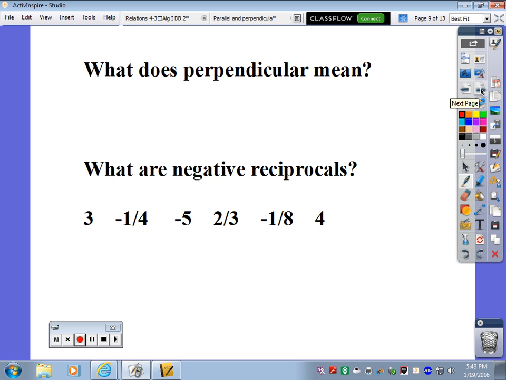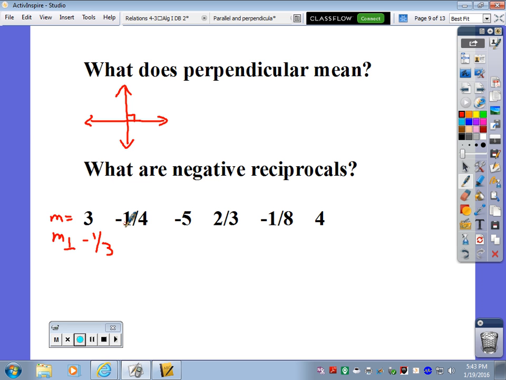So now we're going to talk about perpendicular. And what does perpendicular mean? It means the lines intersect at a 90-degree angle. So, just like parallel lines have the same slope, perpendicular lines have slopes that are negative reciprocals of each other. So if the original slope is 3, the perpendicular slope would be negative 1/3 because it's 3 over 1, and you flip it and make it the opposite sign.